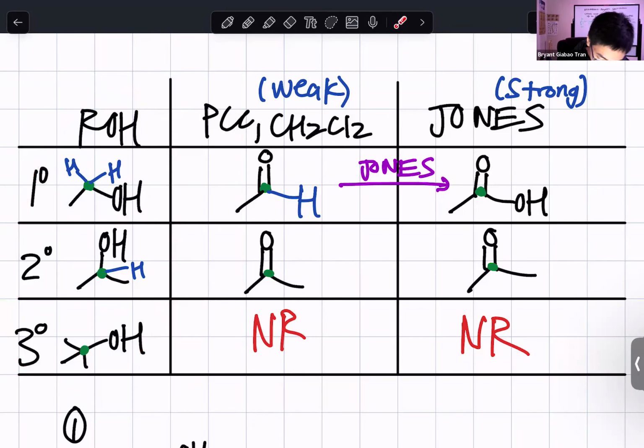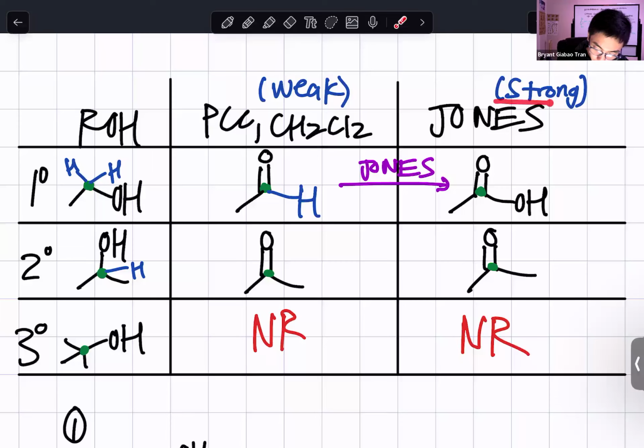We see that the primary alcohol here, the carbon holding the alcohol, only has one bond to oxygen right now and two bonds to hydrogen. So when we use a weak oxidizing agent on the primary alcohol, we're gonna lose one bond to hydrogen and gain another bond to oxygen. So we see that this carbon here now has two bonds to oxygen and one bond to hydrogen, which is why it's a weak oxidizing agent, because we only removed one hydrogen in exchange for another bond to oxygen, right?